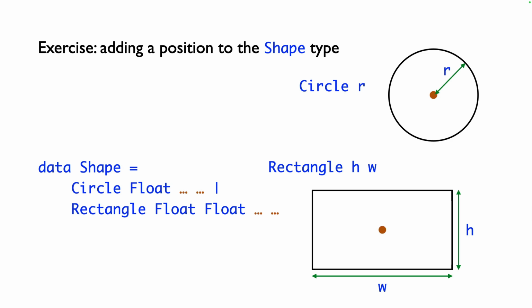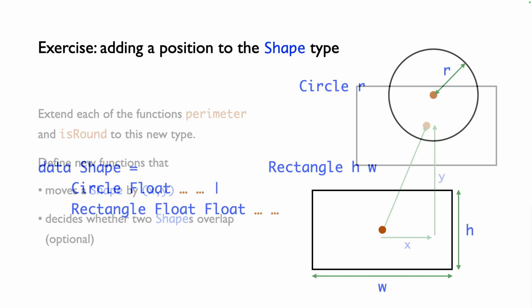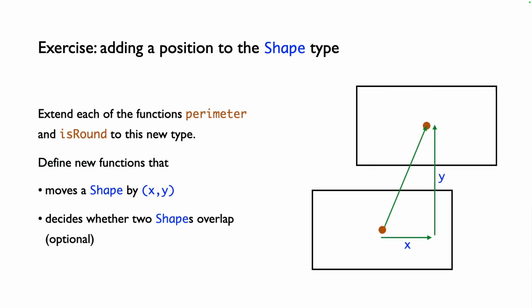So what I'd like you to do is do that. You'll need to change the definition of the data type Shape. And then I'd like you to extend the functions perimeter and is round to this type. And I'd also like you to define two new functions, one that moves a shape by x comma y, as I've illustrated in the picture there. It moves it x along on the x-axis and y upwards on the y-axis. So that changes the position of the shape.